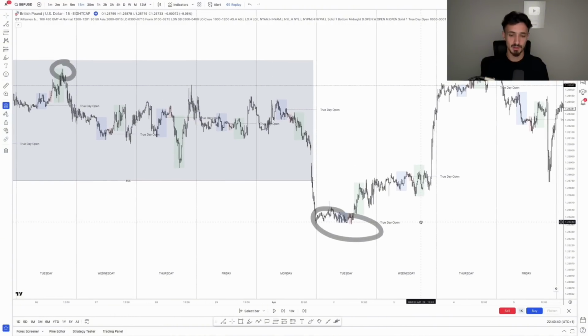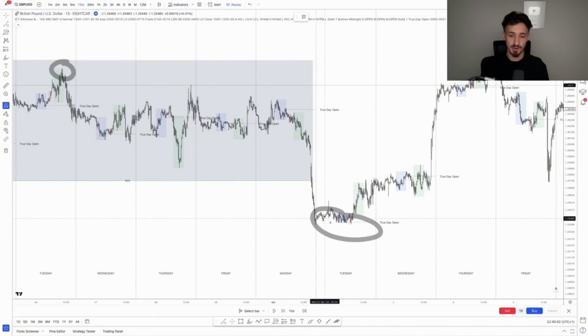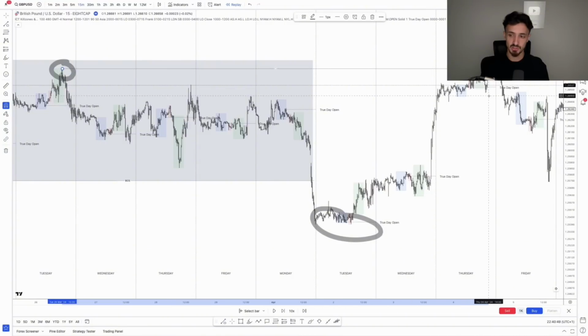But in actuality, when you come in, what you'll see is after price put in these lows, we had this aggressive buy to the upside. And what did it do? It actually ended up breaking structure and giving us a change of character.